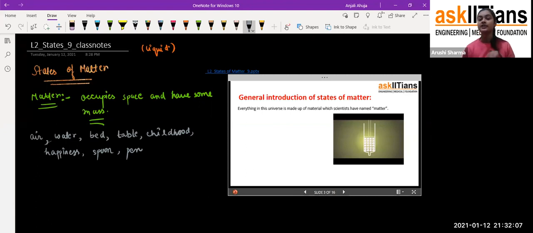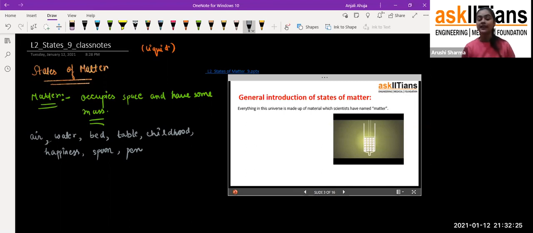So students, what I have told you about matter in the introduction is that matter is something which occupies space and has some mass. That means in your surroundings, the things which you observe that occupy space and have some mass are considered matter, which you can see with your eyes.